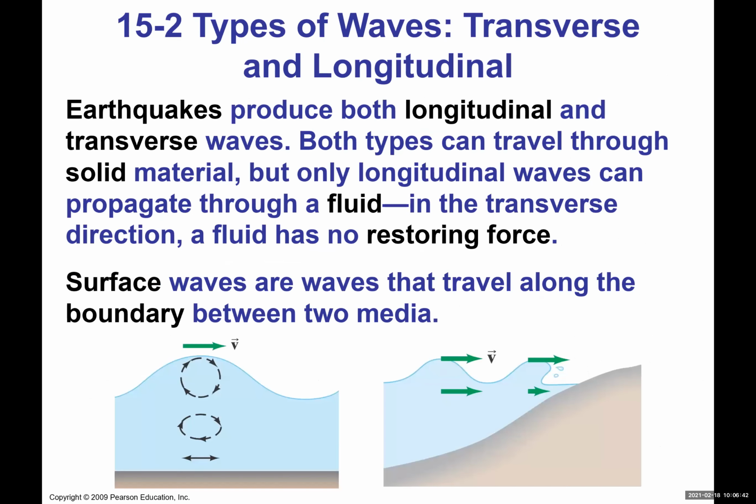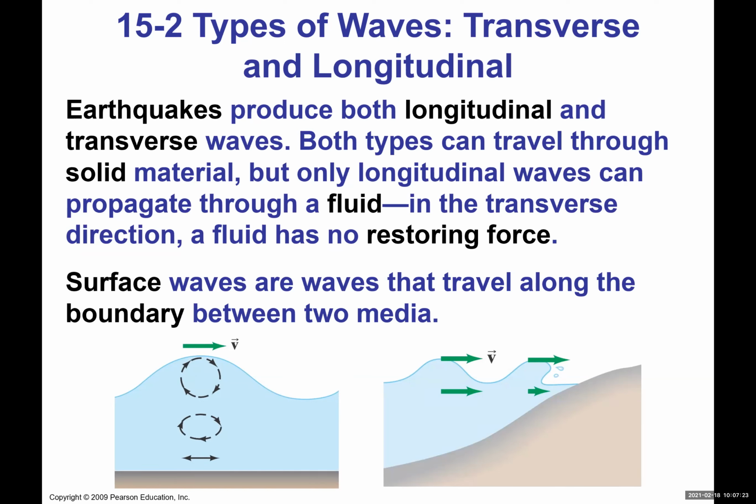All right. So let's look at those two types of waves that we talked about, transverse and longitudinal. You can see that earthquakes produce both longitudinal and transverse waves. That means you can have strictly just transverse or just longitudinal, or you can have a combination. Technically, a water wave is also a combination of both. In the case of an earthquake, both types can travel through solid material, but only longitudinal waves can propagate through a fluid. In the transverse direction, a fluid has no restoring force.